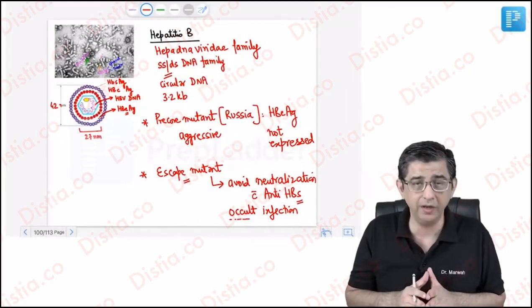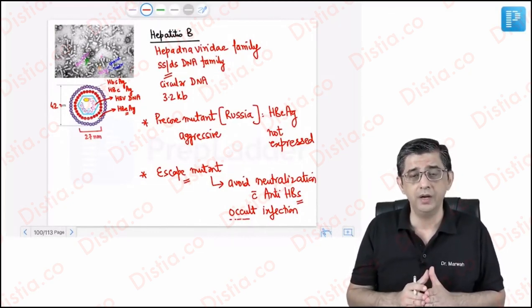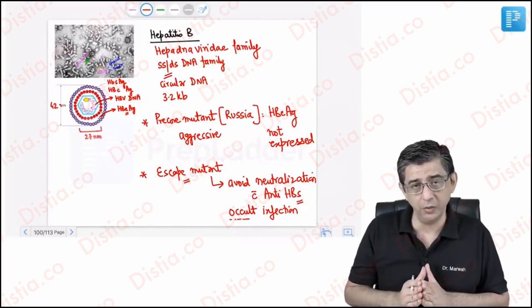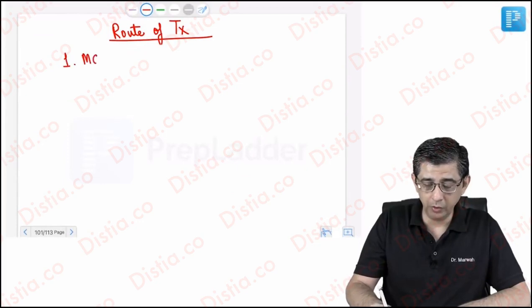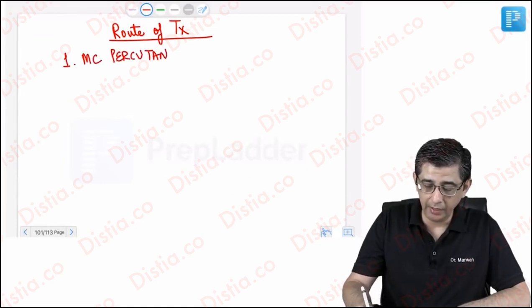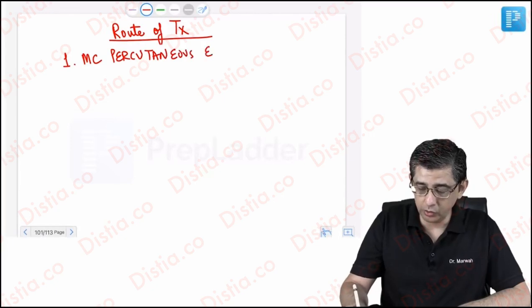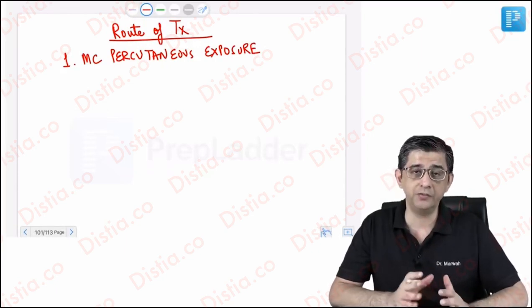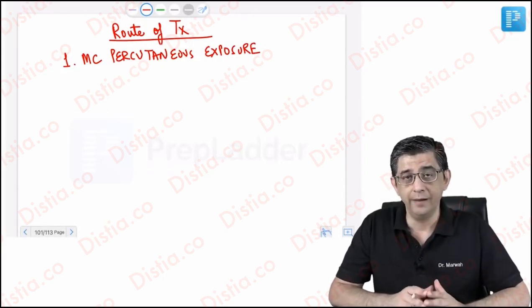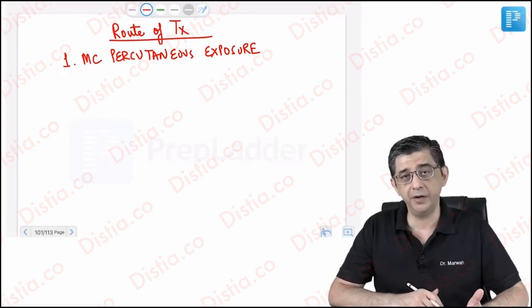And now we're going to study how this virus will be transmitted from one person to another. The most common route of transmission will be percutaneous exposure. And at this junction, I would like to clarify that if the question says what is the commonest virus related to transfusion associated hepatitis, then your answer would be hepatitis B.